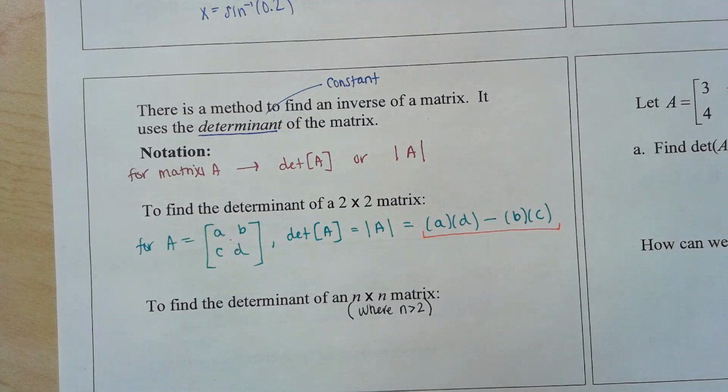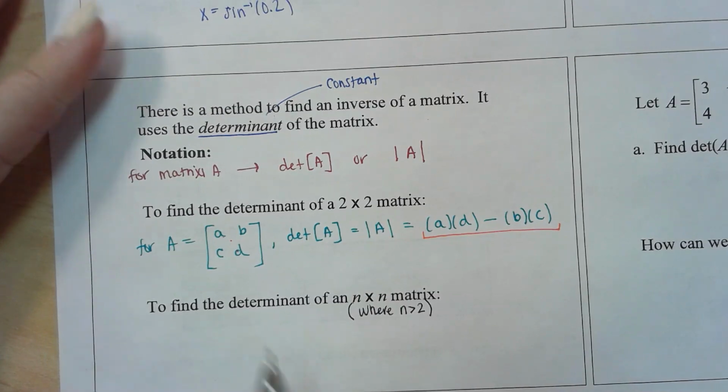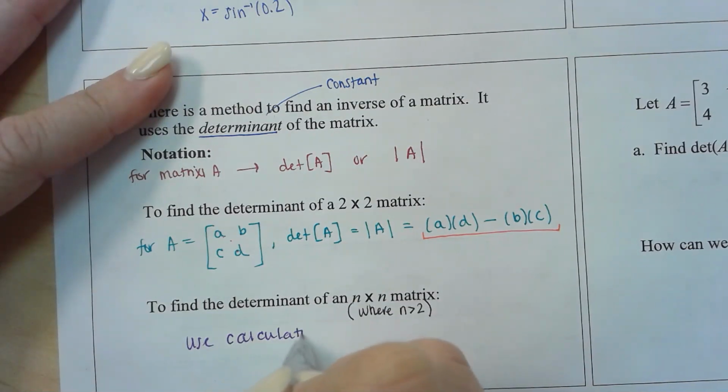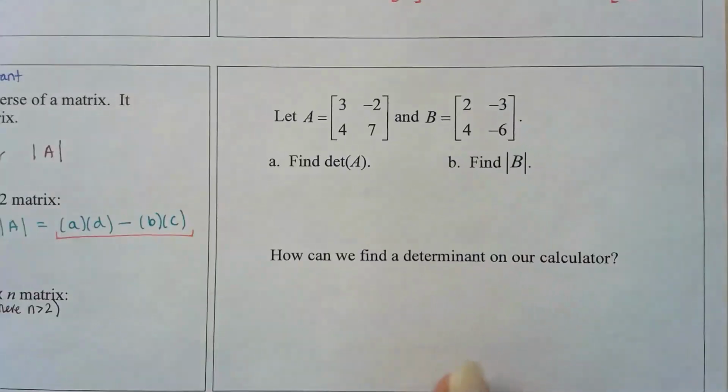Okay. Now, what if it's a 3 by 3, a 4 by 4, a 5 by 5? How do we find the determinant? Well, we're going to use a calculator, and I'm going to show you how to do that. I'm not saying we can't do it by hand. I'm just saying in this class we are not going to do that by hand. Okay, so we'll come back to the calculator in just a minute.